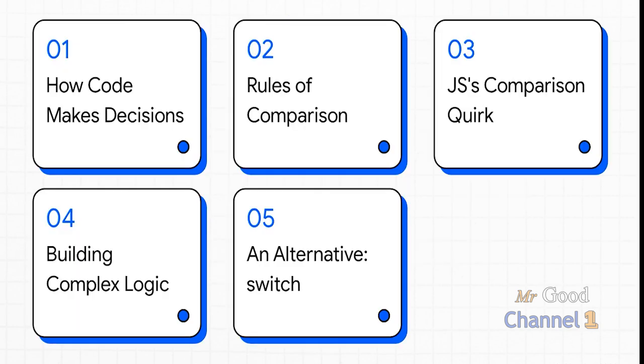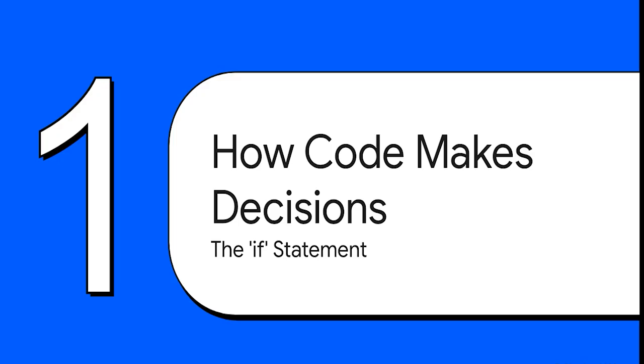So here's what we're going to cover. First, we'll look at the absolute core of how code makes any decision. Then we'll get into the rules it uses to compare things. After that, we'll tackle a famous little quirk in JavaScript that catches everyone out at first. From there, we'll build up to more powerful logic, and finally, we'll check out a handy alternative called a switch. All right, let's get right to it.